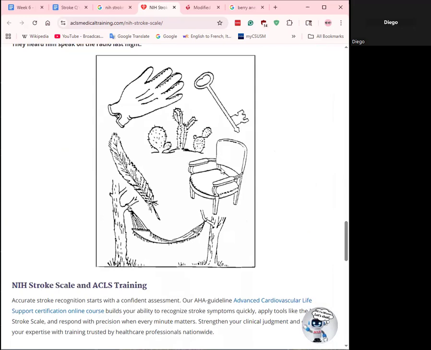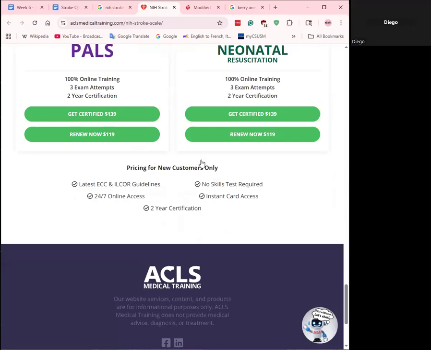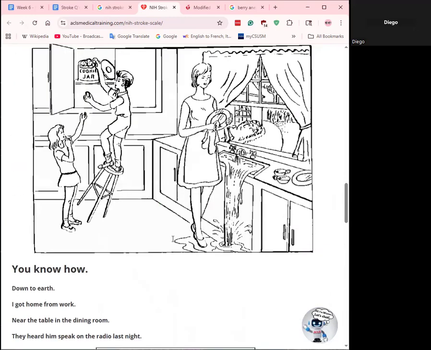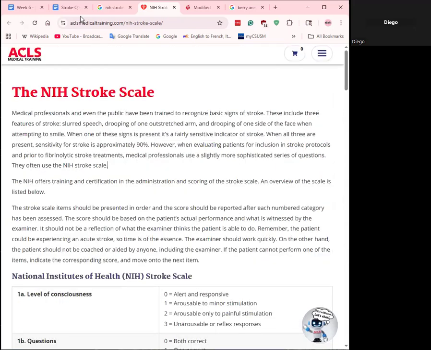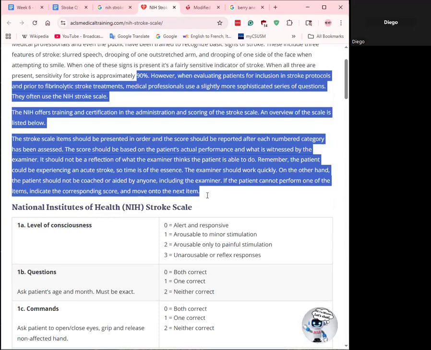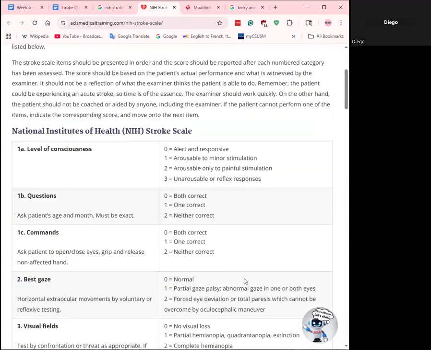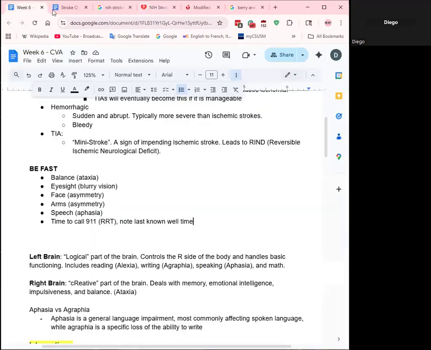There's another picture that can be used as well. But yeah, for the NIH stroke scale certification, if you're planning on going to a higher acuity unit, you can get your certificate for pretty cheap, like $10.